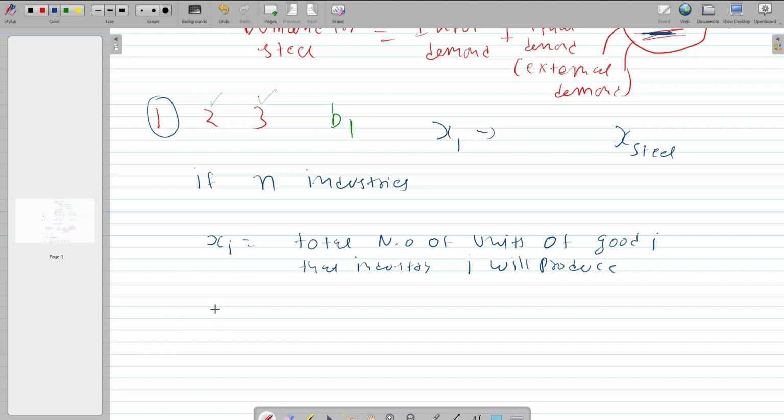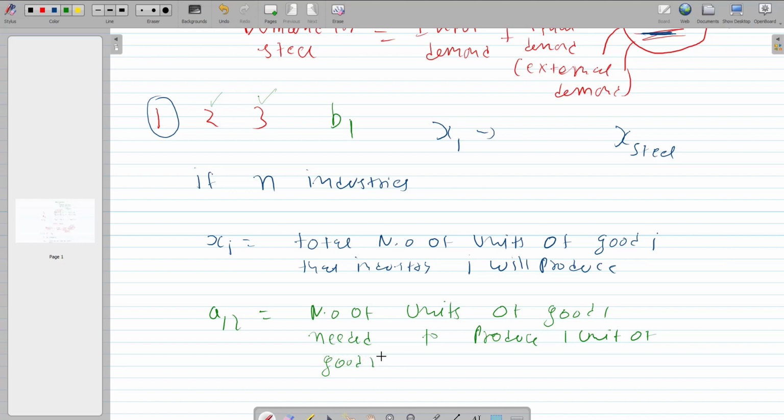Then referring back to the system of equations that we did, there is this a12, the number of units of good one needed to produce 1 unit of good 2.